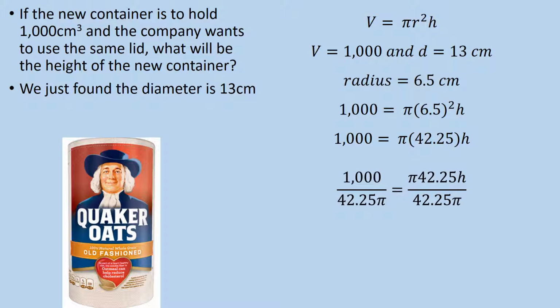Let's divide by 42.25 pi. I switched them around in the denominators, but it'll be the same. Everything cancels out. h will be left on the right side. I need to pick up my calculator and divide 1000 by 42.25 pi. I get h equals about 7.5 centimeters. Close. Well, hope that helped.